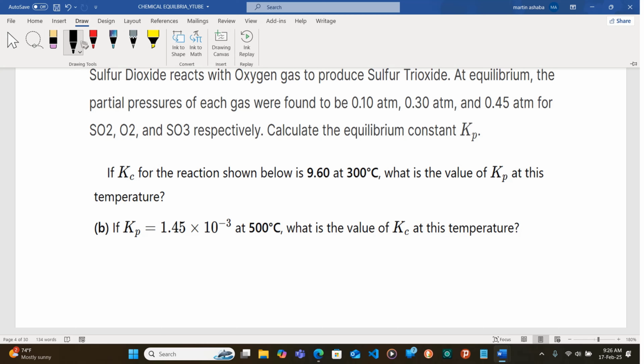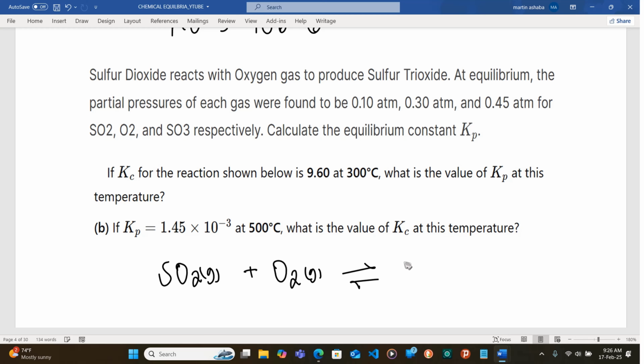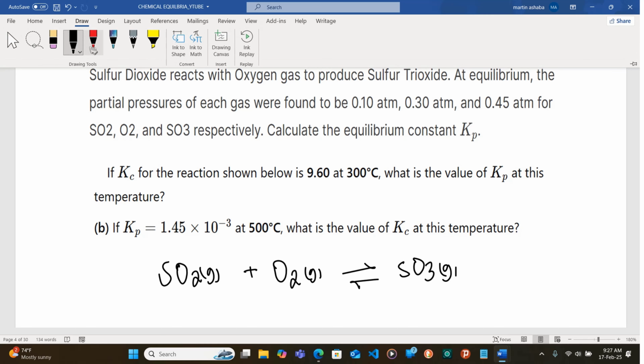Now let's write down the chemical equation, and then this is going to guide us in how we are going to answer this problem. So we have that sulfur dioxide gas reacts with oxygen. This is a reversible reaction giving us sulfur trioxide. This reaction is very important in the production of sulfuric acid, what we call the contact process.